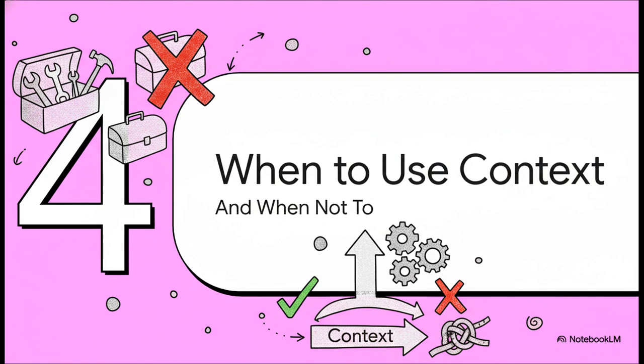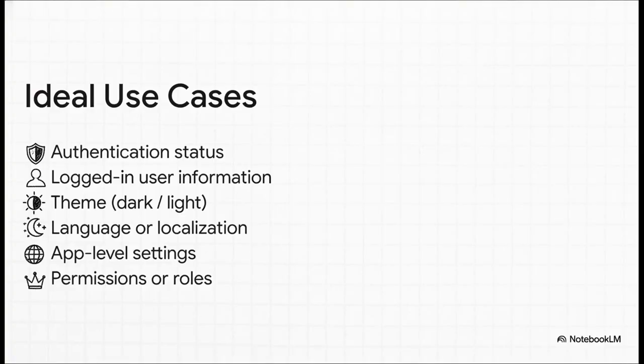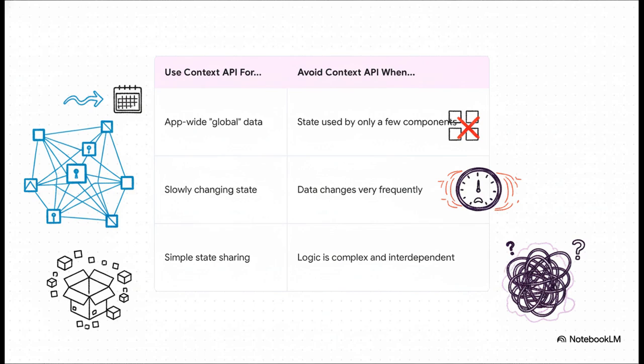But, and this is a big but, like any powerful tool, context isn't the right tool for every single job. Knowing when to use it is just as important as knowing when to, well, not use it. So, here's the deal. Context is at its absolute best when you're dealing with data that's truly global and doesn't change all that often. We're talking about things like, is the user logged in? What's their username? Is the app in dark mode or light mode? What's the current language? Stuff that lots of components might need, but that stays pretty much the same for a while. Think of this table as your little cheat sheet.